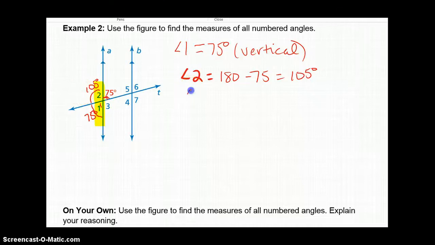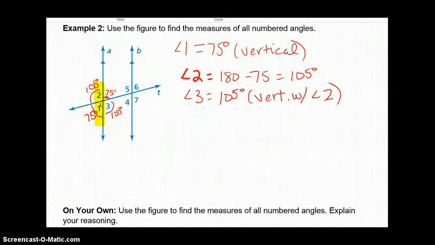Well, then now you can tell that angle 3 is equal to... there are different ways to do it. You can either use supplementary angles, or I'll choose vertical. Angle 3 is equal to 105 also, because it's vertical with angle 2. Okay, so I'm going to definitely use some abbreviations here.